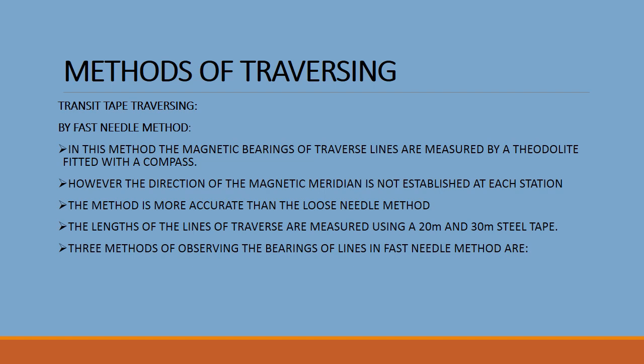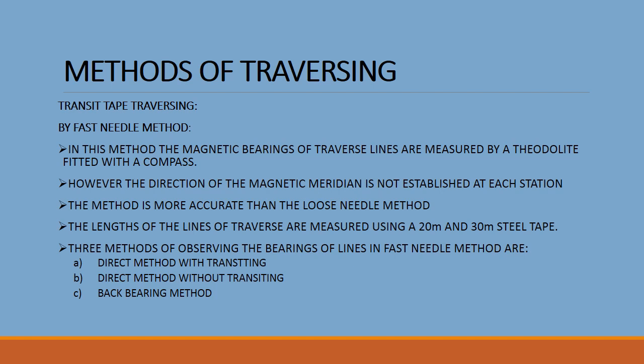Now for measuring the bearing of the line, it is again classified into three methods. It can be measured using the direct method with transiting, the direct method without transiting, and then the back bearing method.